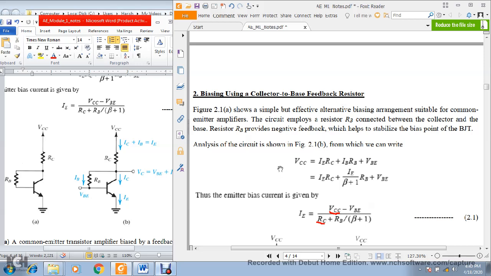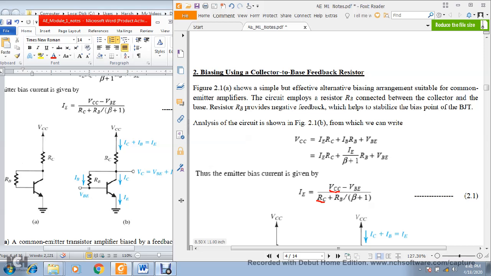So you have a number of biasing techniques, no doubt: voltage divider, collector to base, emitter bias, fixed bias. You have miscellaneous bias also. You can make your own biasing configuration. Only two are discussed in this, and this is one among them. Here RB is taken as a feedback resistor, which ultimately plays a role of stabilizing the output voltage or output current.